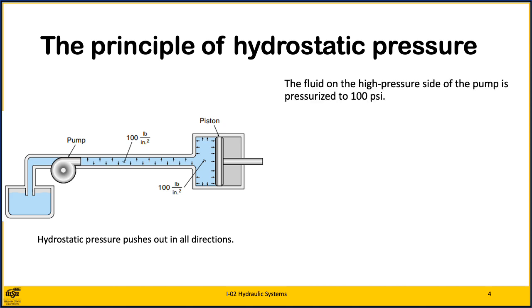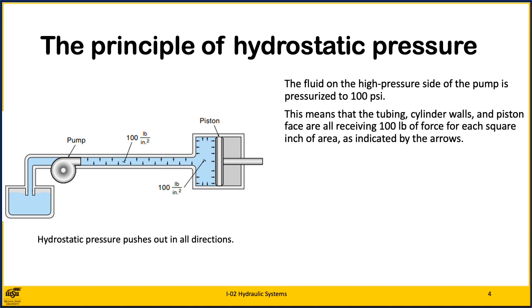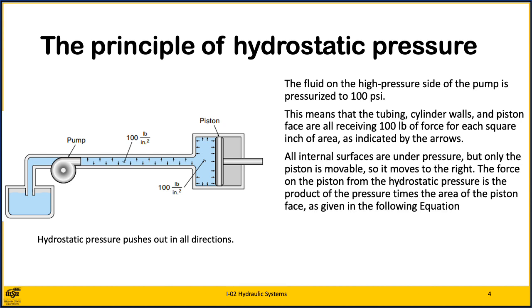The principle of hydrostatic pressure is illustrated, which shows a tank, pump, piston, and hydraulic cylinder. The fluid on the high pressure side of the pump is measured at 100 psi. This means that the tubing, cylinder walls, and piston are all receiving 100 pounds of force for each square inch of area, as indicated by the arrows. All internal surfaces are under pressure, but only the piston is movable, so it moves to the right.